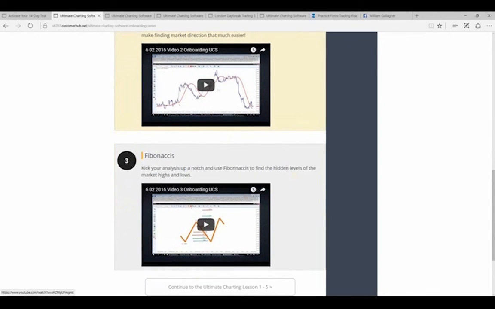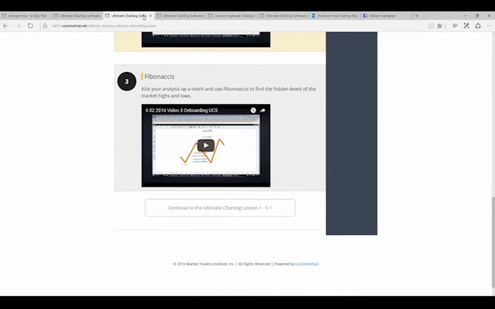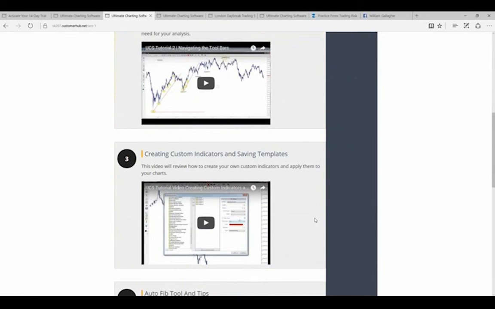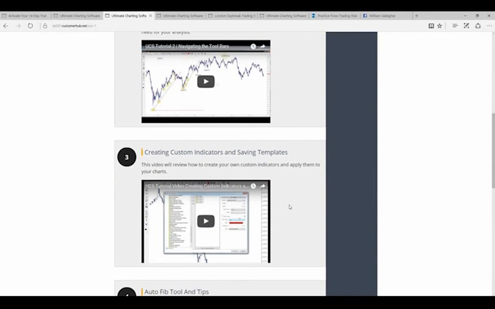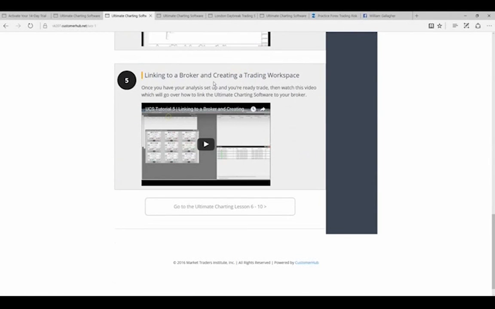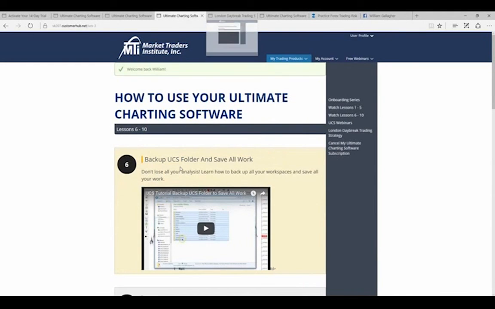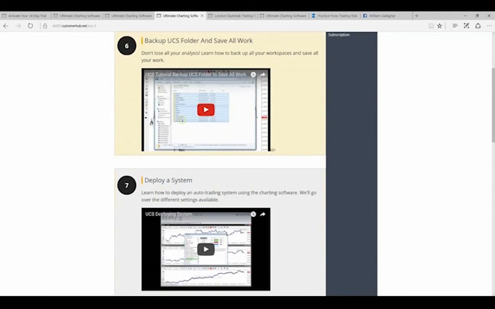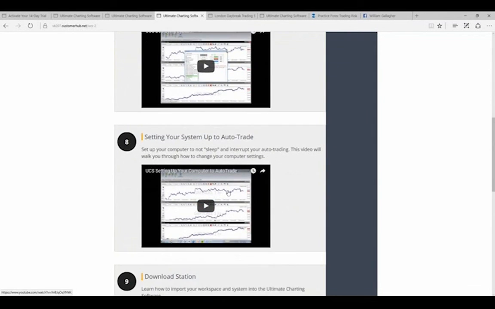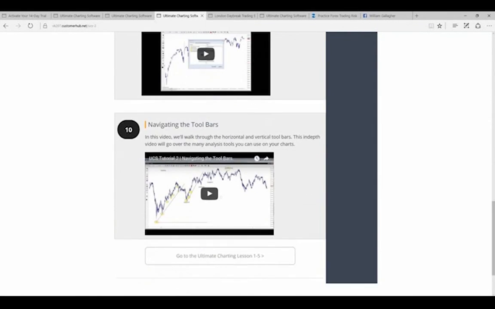Now, those Fibonacci's, we'll teach you in depth on how to use the Fibonacci's and how to use that auto Fibonacci tool. We'll also show you how to use and navigate the charts, how to use the toolbars, how to create custom indicators and save your templates, use that auto Fibonacci tool, and we'll show you how to link your charts to a broker and also how to create those trading workspaces. All of this is included as part of this. We'll show you how to back up your charting software and save all your work right to your computer or to the cloud. I'll show you how to deploy your systems in auto trading systems. I'll also set up how to set an auto trading system and so on here. So we go into much greater detail about that.